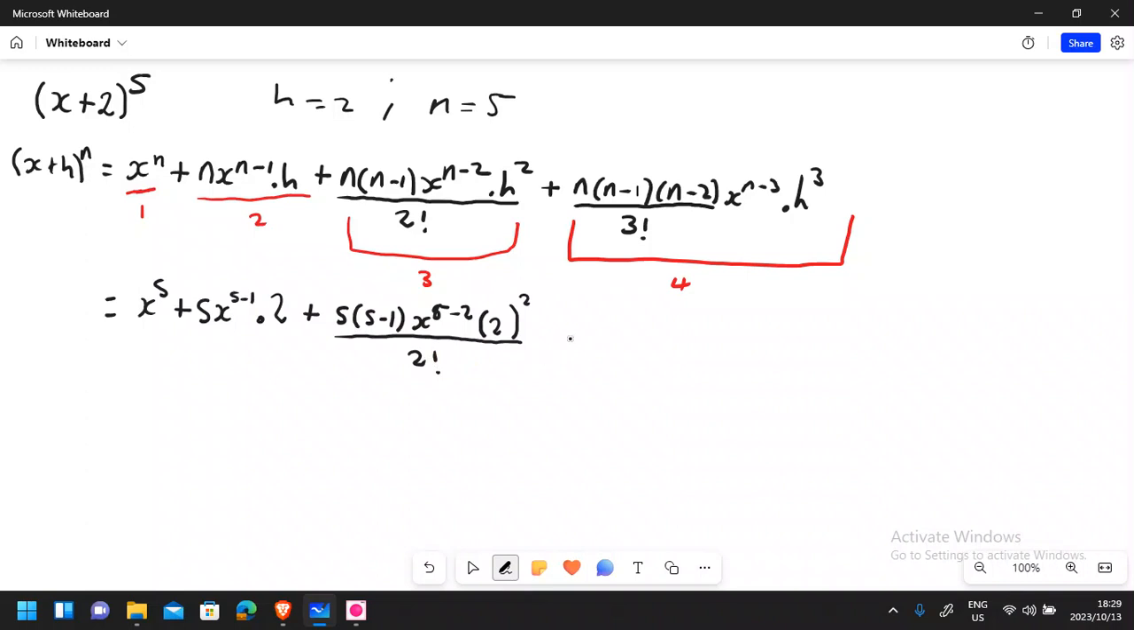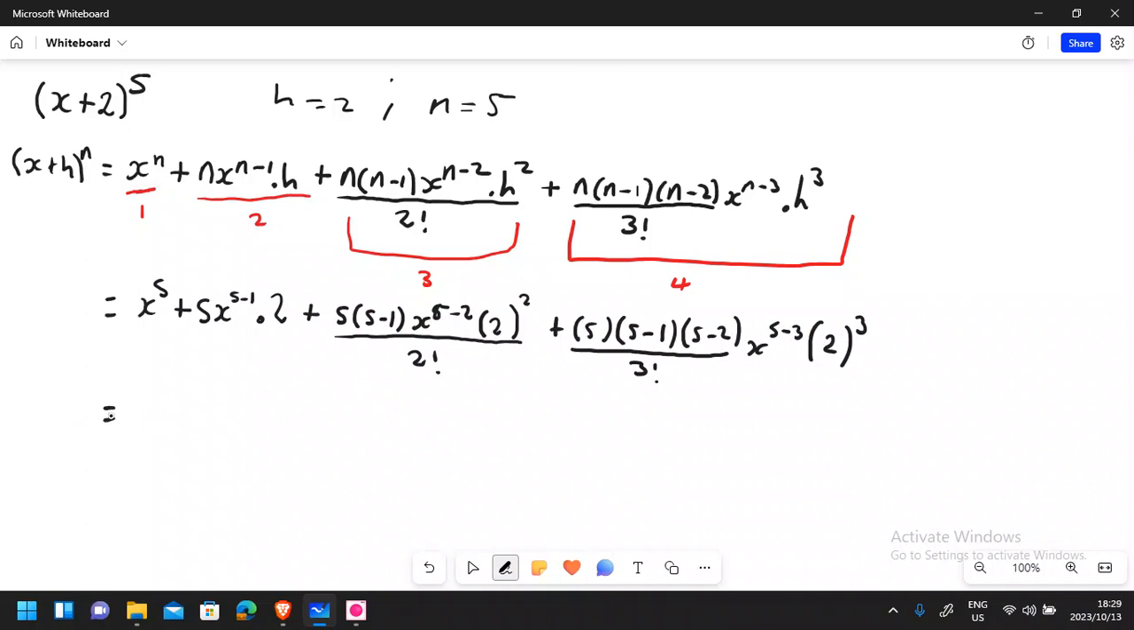2 factorial. And then the last term, which is this one here, we have n, which is 5, right, multiplied by 5 minus 1, right? And then we say n, so it's going to be 5 minus 2, and the factorial is going to be 3 here, 3 factorial. And we have x to the power of 5 minus 3, and then we know that h is 2, so we can say 2 to the power of 3. So these are the terms. Now let's continue and solve this one.